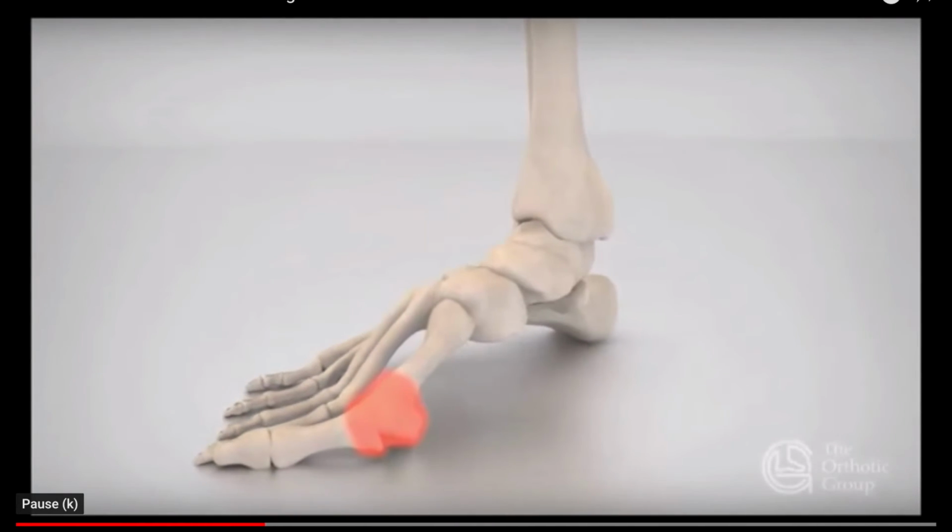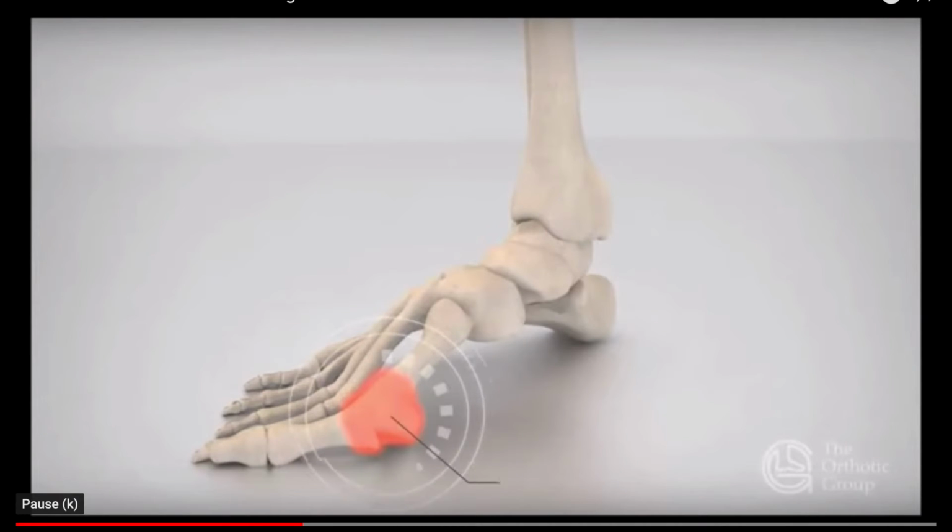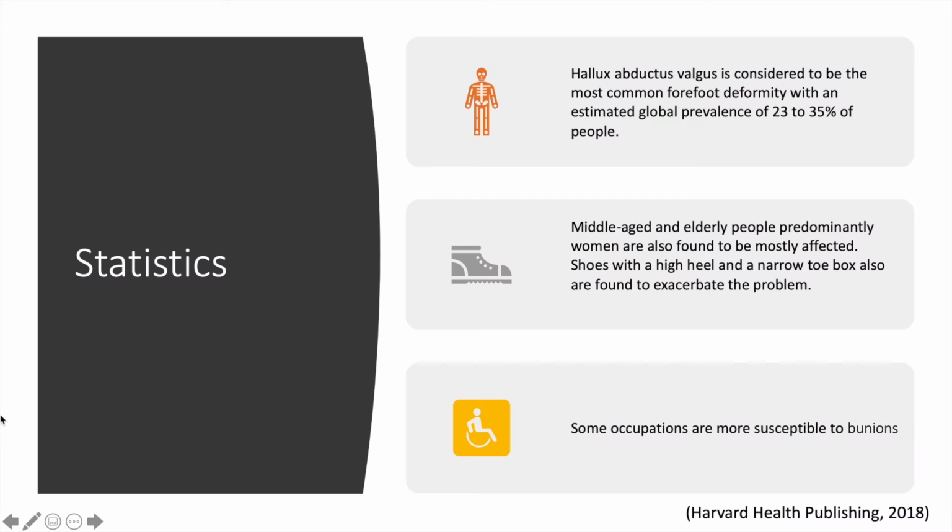As I said before, a bunion is a valgus or lateral deviation of the hallux or big toe at the metatarsophalangeal joint. Some statistics about bunions are that they're considered to be the most common forefoot deformity, with an estimated global prevalence of 23 to 35% of people. Middle-aged and elderly people, predominantly women, are also found to be the most affected.